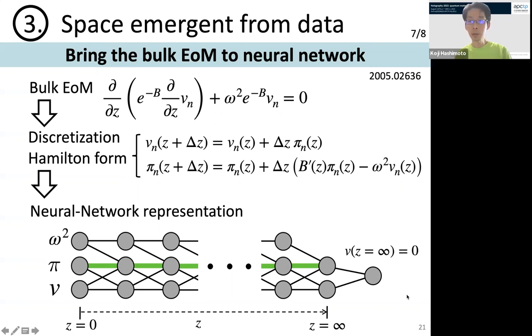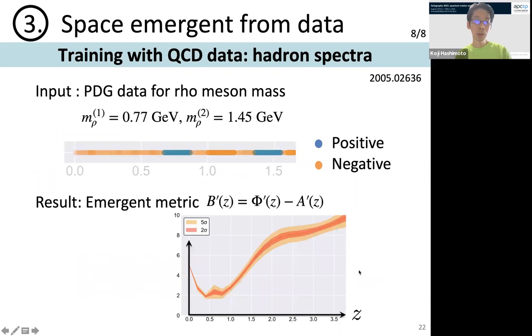For the data, I use Particle Data Group data for rho meson masses. For example, the lowest rho meson resonance is this, and the second resonance is this. If we plot this on one line, then around here you have a rho meson, and around here you have an excited rho meson. Blue dots are positive data. On the other hand, you have orange points, which are necessary for training of the neural network, and those are negative data.